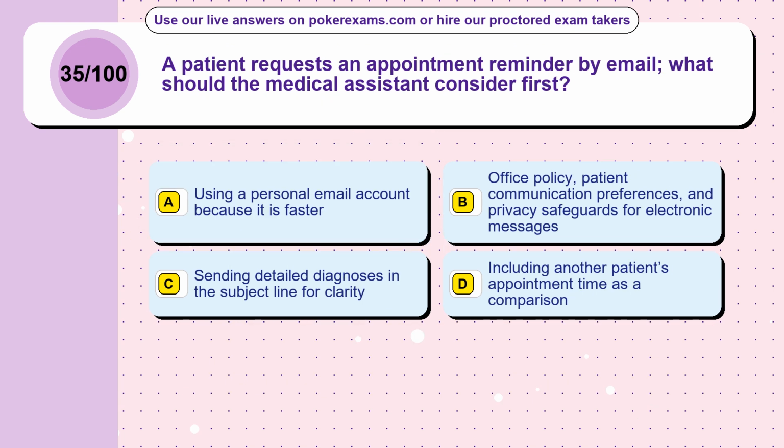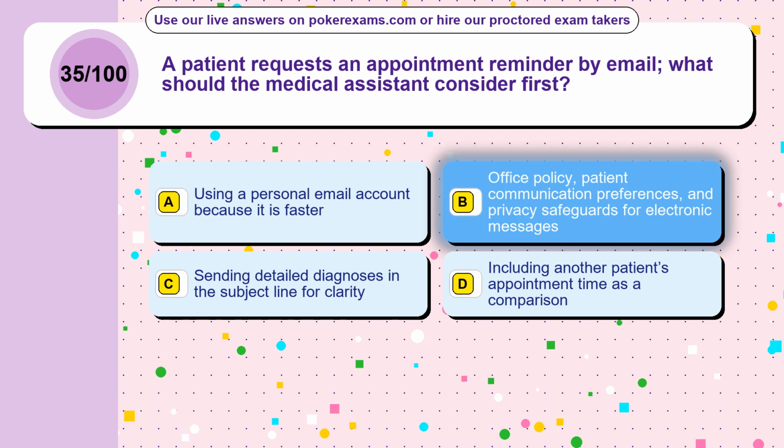Question 35. A patient requests an appointment reminder by email. What should the medical assistant consider first? Option A. Using a personal email account because it is faster. Option B. Office policy, patient communication preferences, and privacy safeguards for electronic messages. Option C. Sending detailed diagnoses in the subject line for clarity. Option D. Including another patient's appointment time as a comparison.